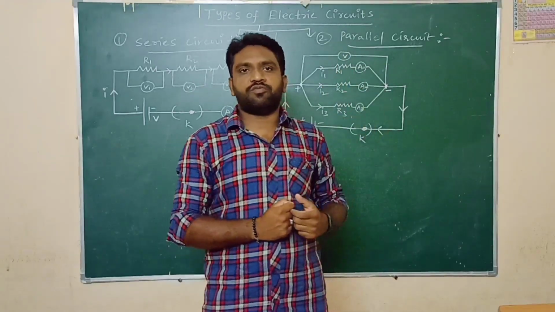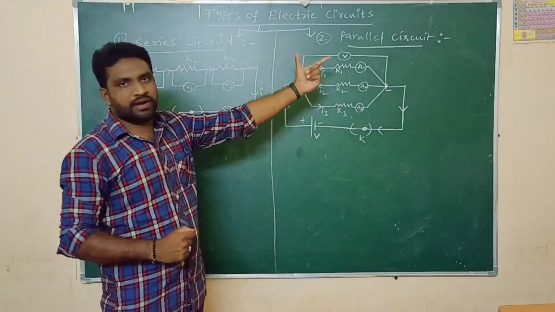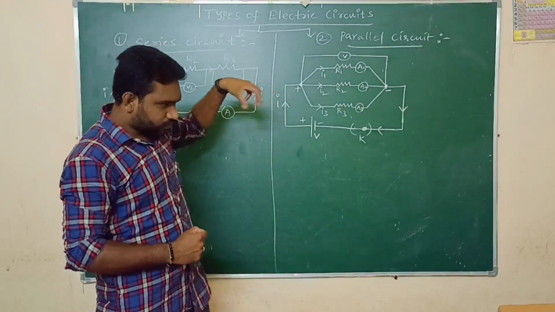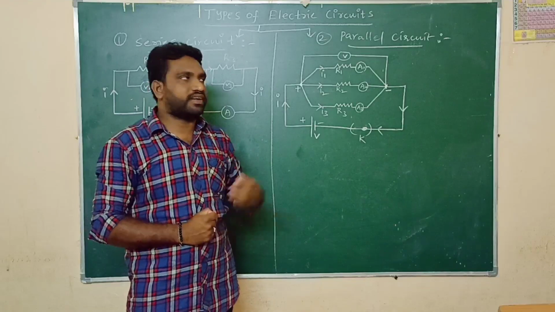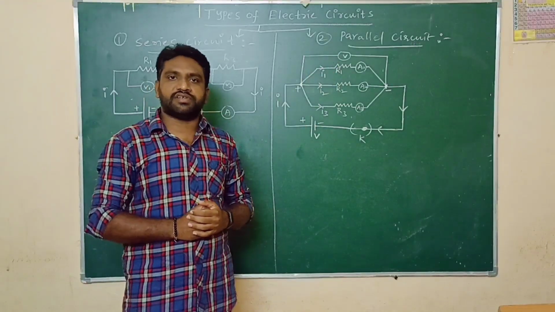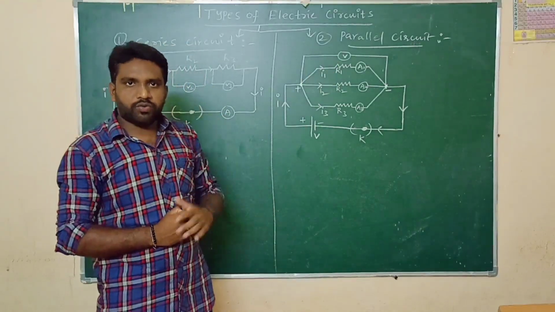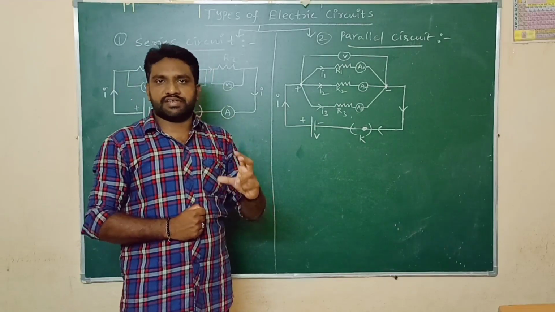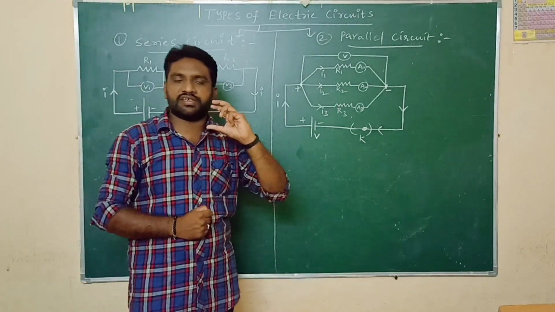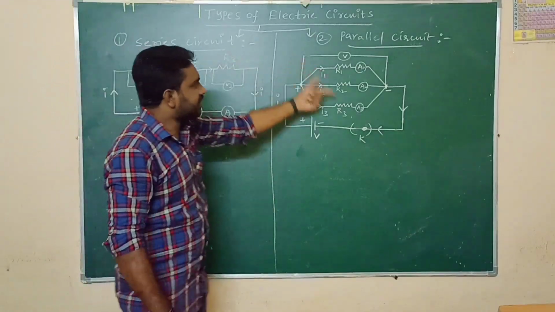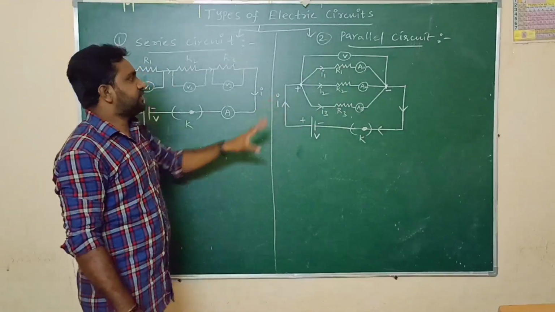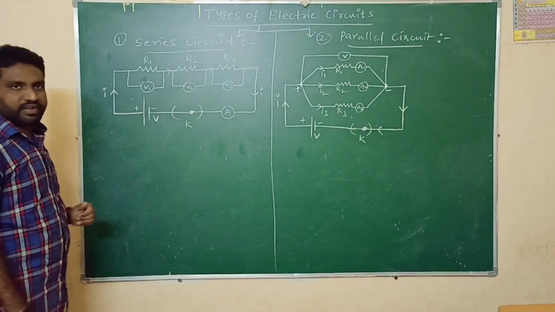So that is the difference between series circuit and parallel circuit. Now we will see the series combination of resistors and the parallel combination of resistors. That means we are going to calculate the total resistance, or effective resistance, when the resistors are connected in series and when the resistors are connected in parallel. That is my intention here.